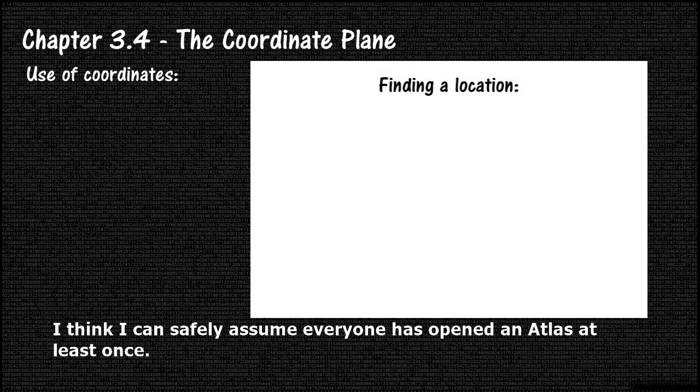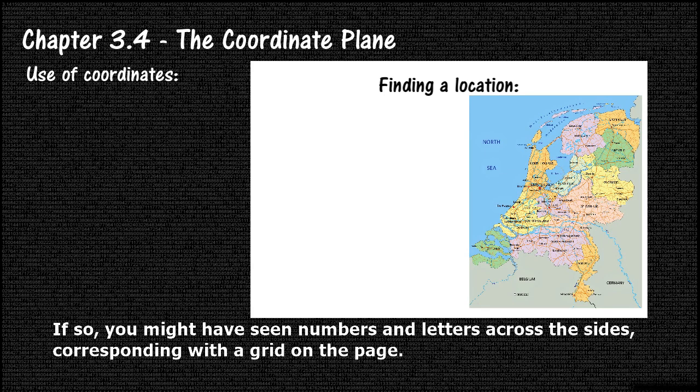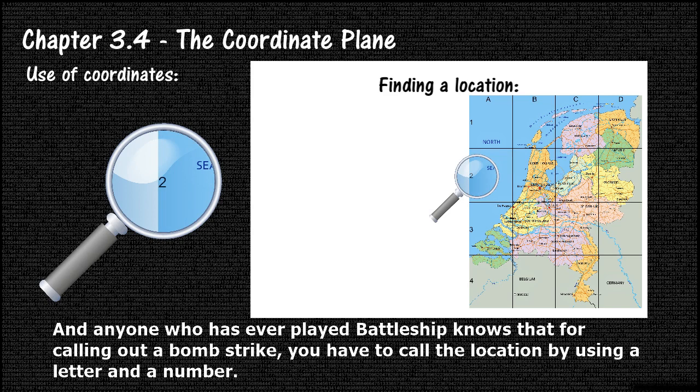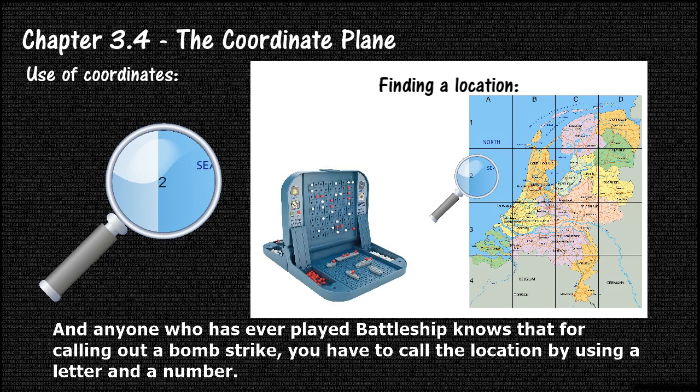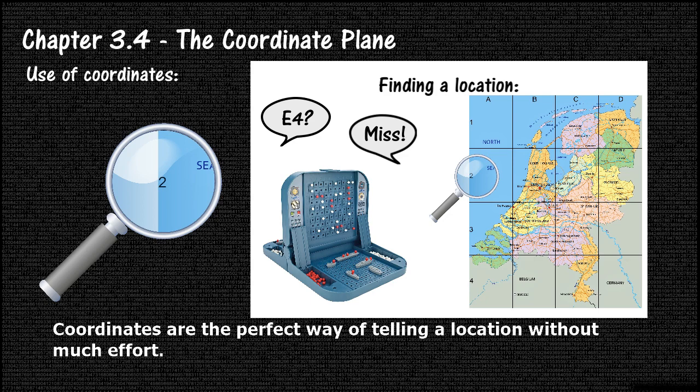I think I can safely assume everyone has opened an atlas at least once. Maybe you were searching for a city on a map, or even trying to find your own house. If so, you might have seen numbers and letters across the sides, corresponding with a grid on the page. And anyone who has ever played Battleship knows that for calling out a bomb strike, you have to call the location by using a letter and a number. These are what we call coordinates.